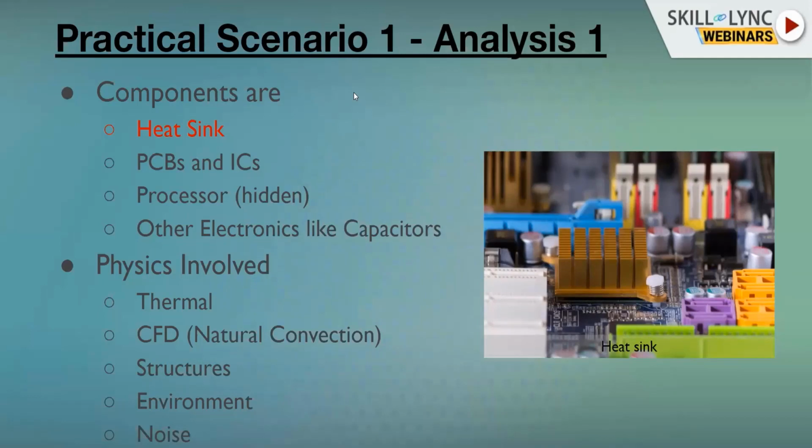Environment. So if this is designed for an AC environment, uncertainty may come if this electronic component is placed in a hot desert. What will happen? So that we have to analyze. Noise. So we don't want to worry about noise here because we don't have any fan.